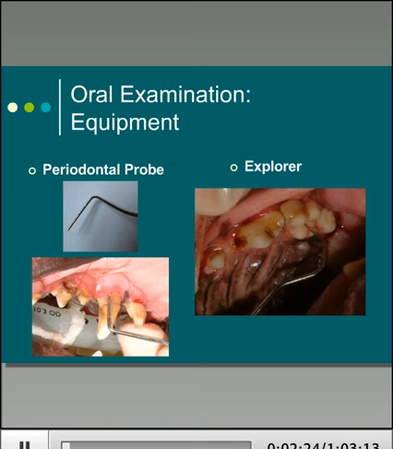So it's helpful to add to your visual examination. You get sort of a tactile feel as well. But the downside is that, of course, it also scratches enamel, which is why we don't want to use it where we don't need.